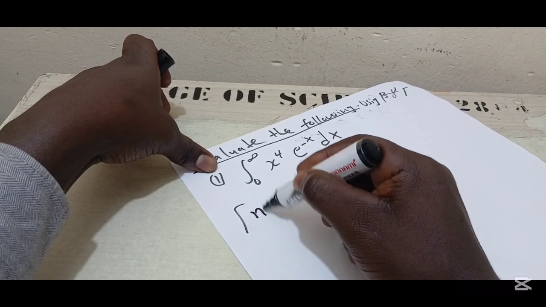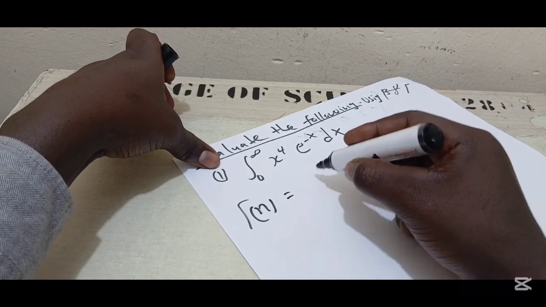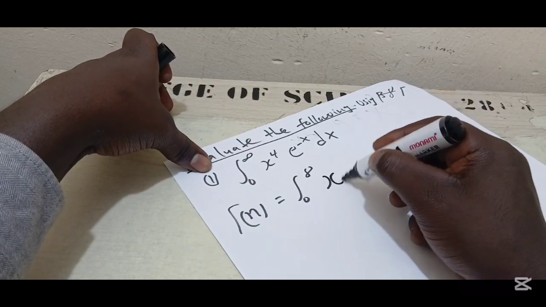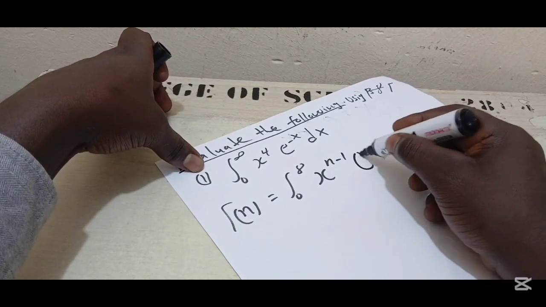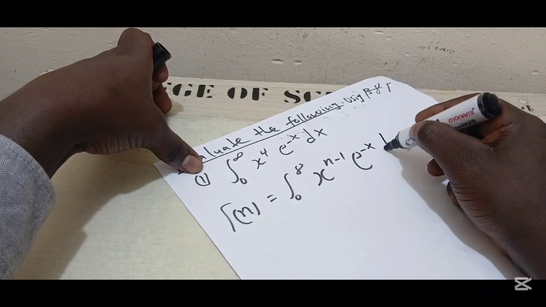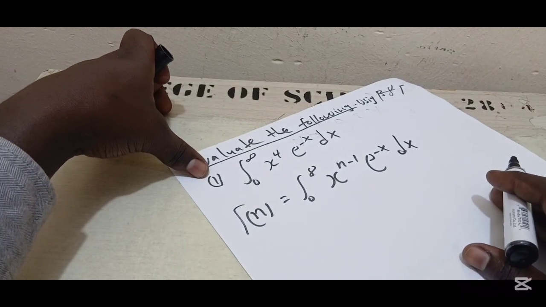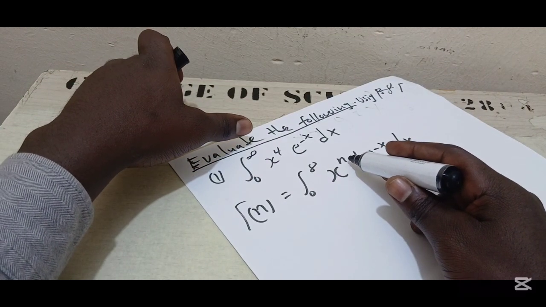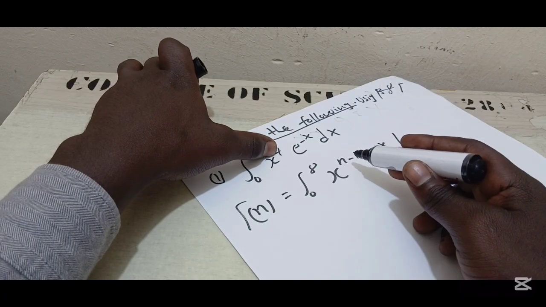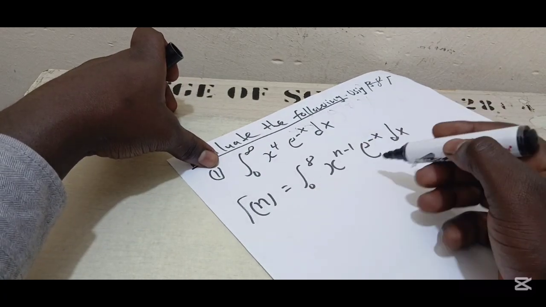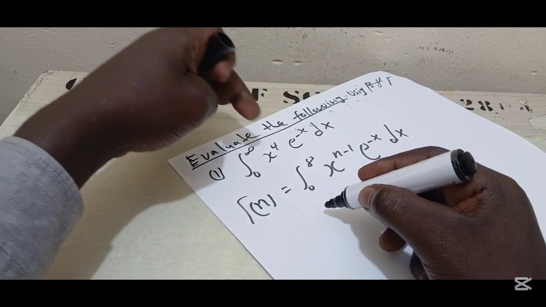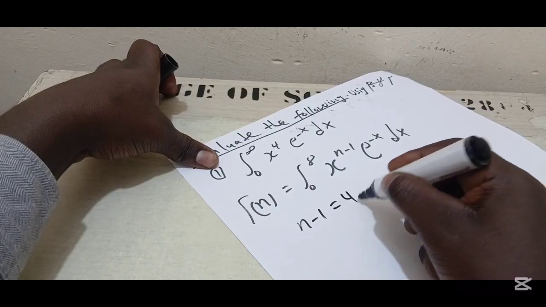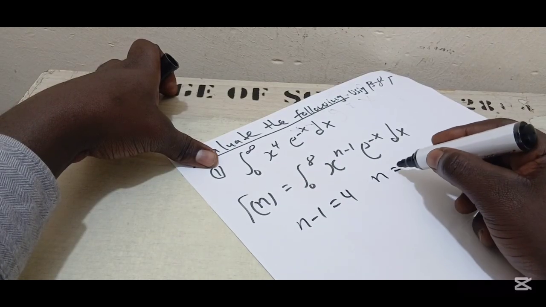So the general gamma formula equals the integral from 0 to infinity of x to the power n minus 1 e to the power minus x dx, right? So now we want to look for our n. You can just go ahead and know that our n equals 3, but I prefer solving it in order to. So our 4 here should be equal to n minus 1. So n minus 1 equals 4. Then we solve for n.